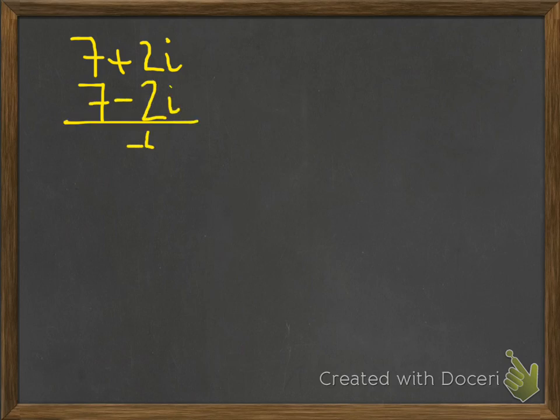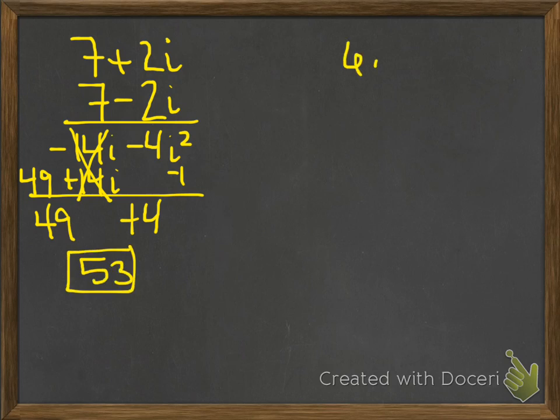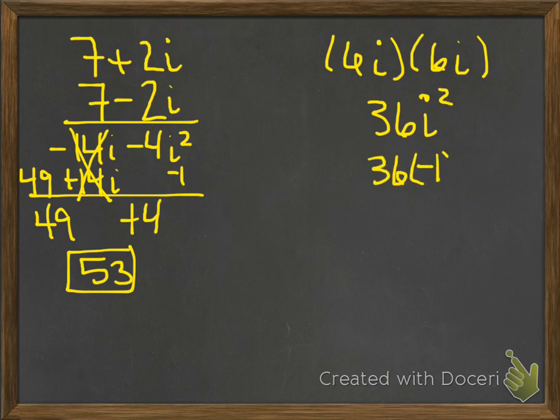One more example here. I want to do 7 plus 2i and then 7 minus 2i. And you can see here, notice what happens. The i's will cancel out because they're basically the same thing, but one's adding, one's subtracting. And when we do this, we end up with just a regular number, 53. Also notice, if I did 6i times 6i, that would give me negative 36. So kind of keep those special shortcuts in mind. Always remember, with the i squared, that will become -1, which changes the sign of the number.